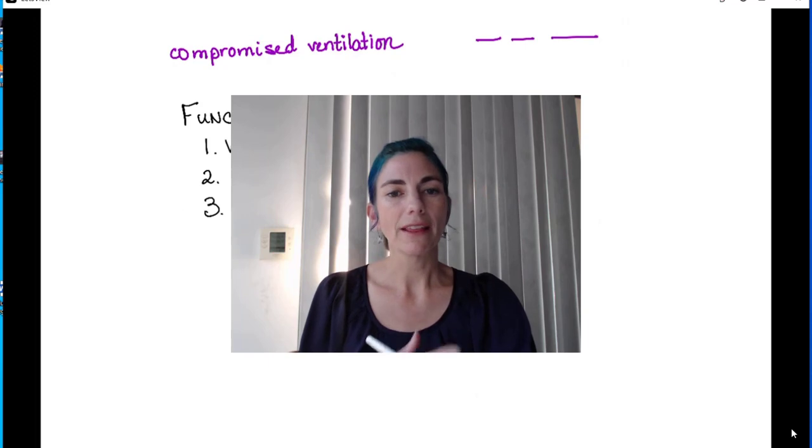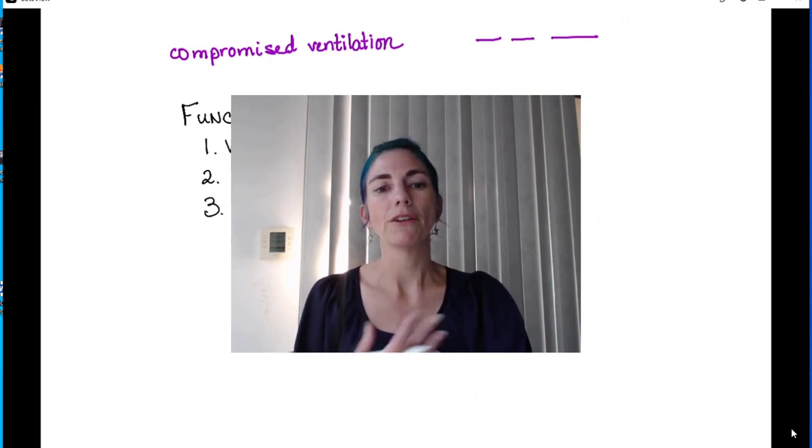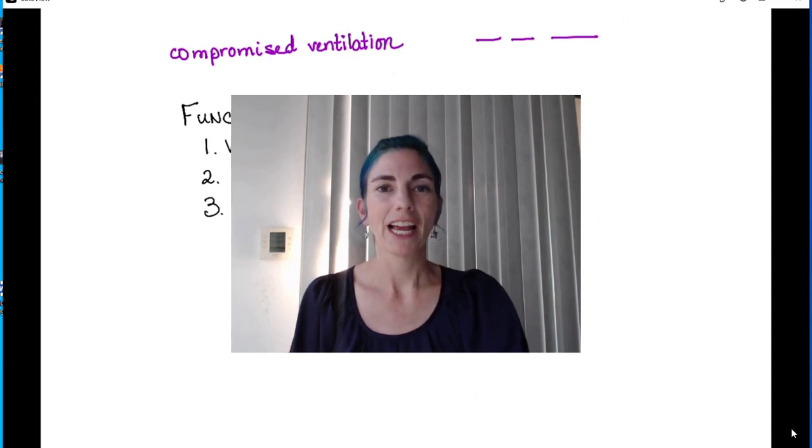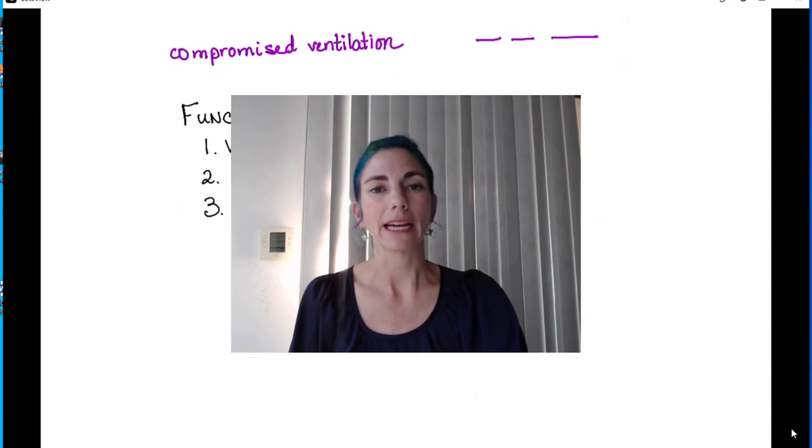Okay, so those are the major functions of the urinary system: waste excretion, maintaining water levels, and maintaining ion levels. With that, we're going to go ahead and stop this lecture, and then we'll pick up in the next lecture, starting to look at the anatomy of the urinary system.